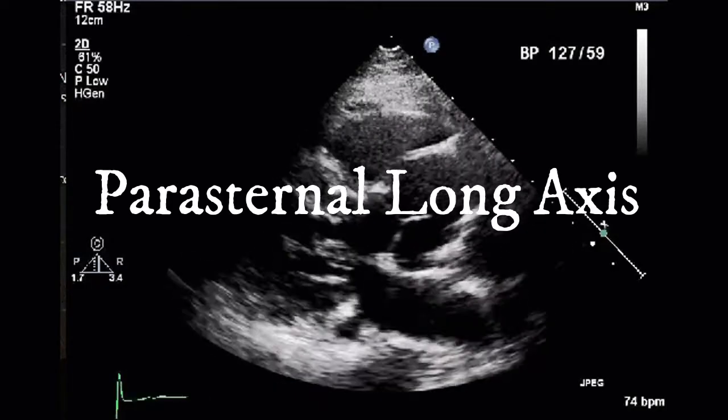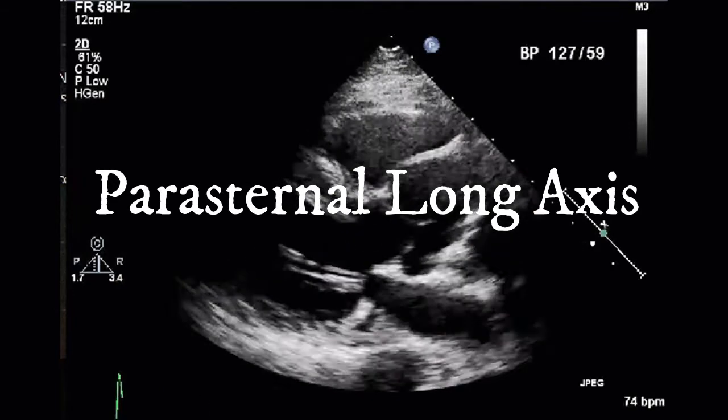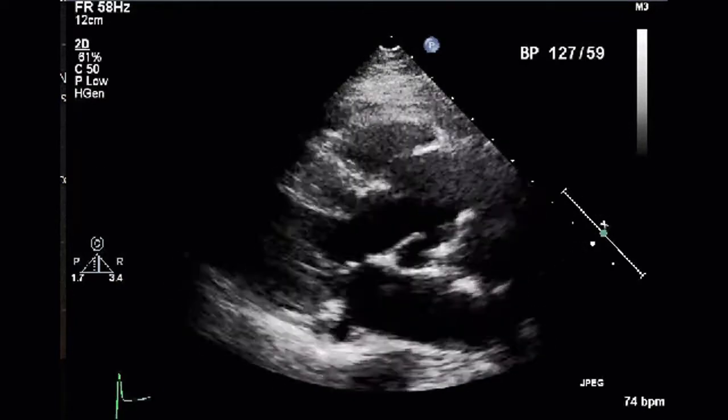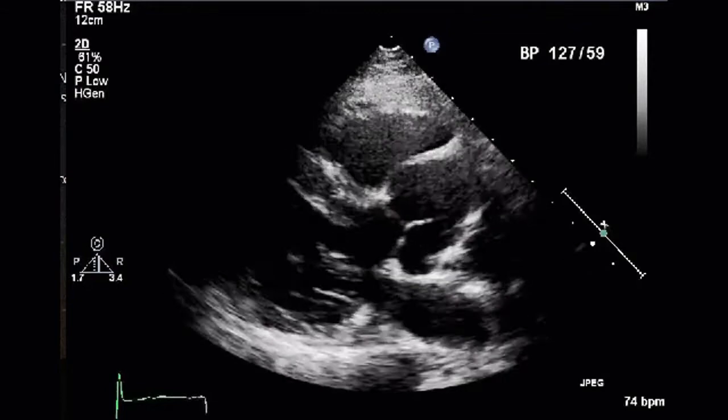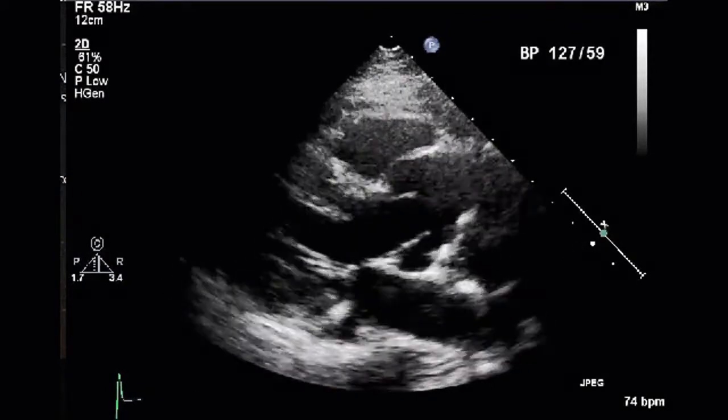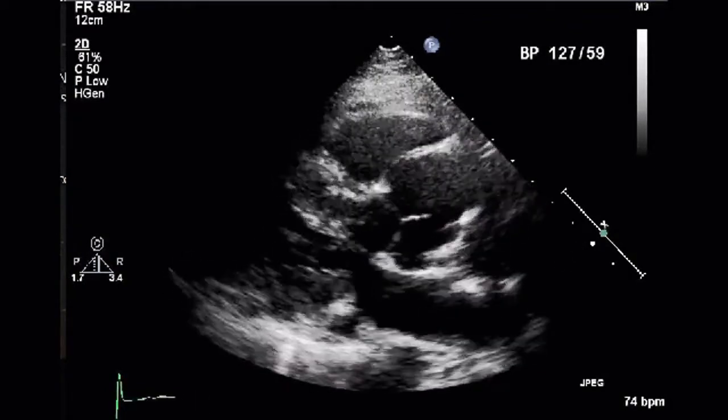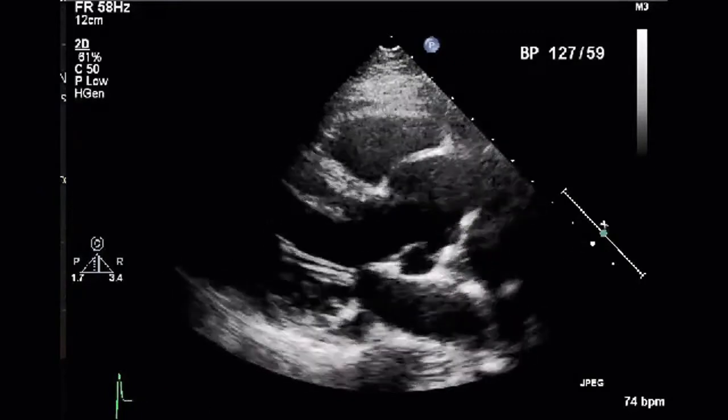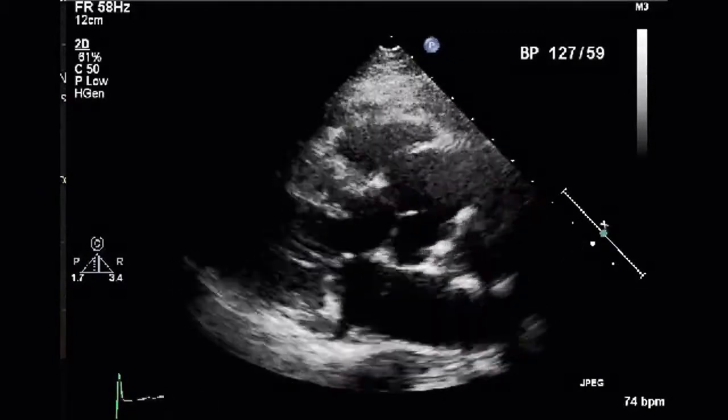The parasternal long axis view is obtained with the transducer in the second to fourth left parasternal intercostal space. The marker on the probe should face the patient's right shoulder. What is seen in this echo clip? We can go through it in an organized manner.